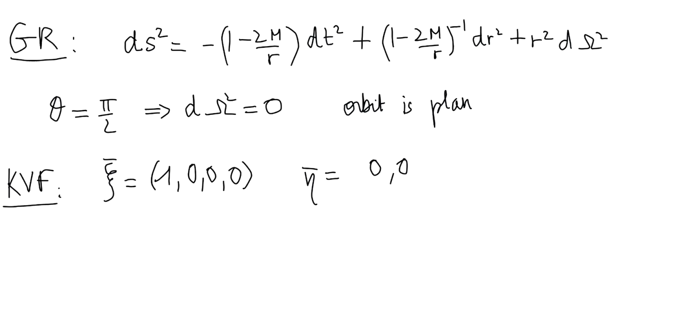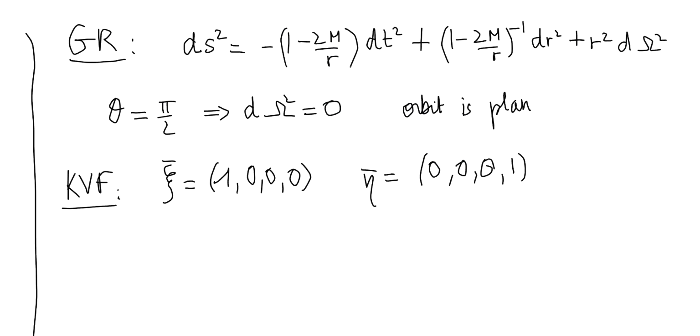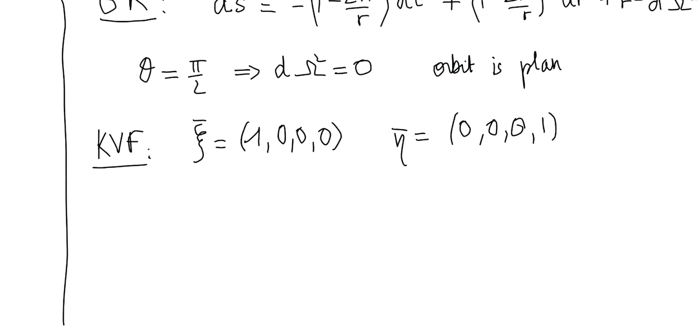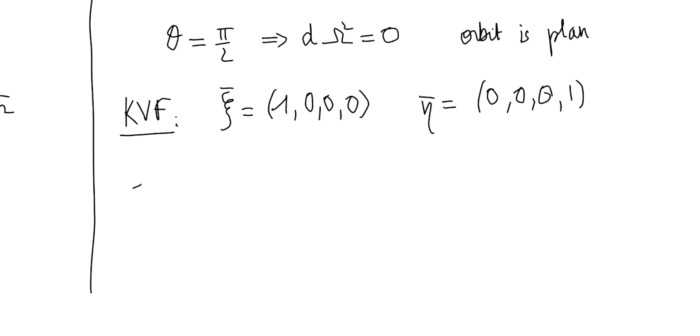Because an orbit is a geodesic, it's a free fall. An orbit is a geodesic. We can find the conserved quantity along a geodesic, so along this orbit, in the following manner. So this will give the energy per unit mass, and this will give the angular momentum per unit mass.